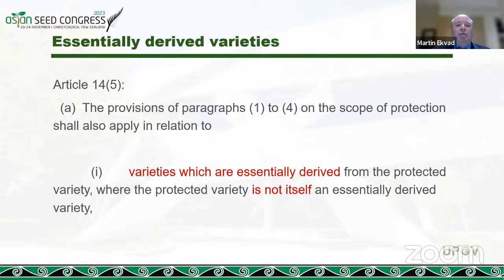Well, you have in the UPOV Convention, Article 14.5, that the provisions of paragraphs 1 to 4 of this Article 14 on the scope of protection shall also apply to varieties that are essentially derived from the protected variety, where the protected variety is not itself an essentially derived variety. And the scope of protection that is mentioned in 1 to 4 is essentially to commercialize the variety, but we can go to the next slide to look closer at that.